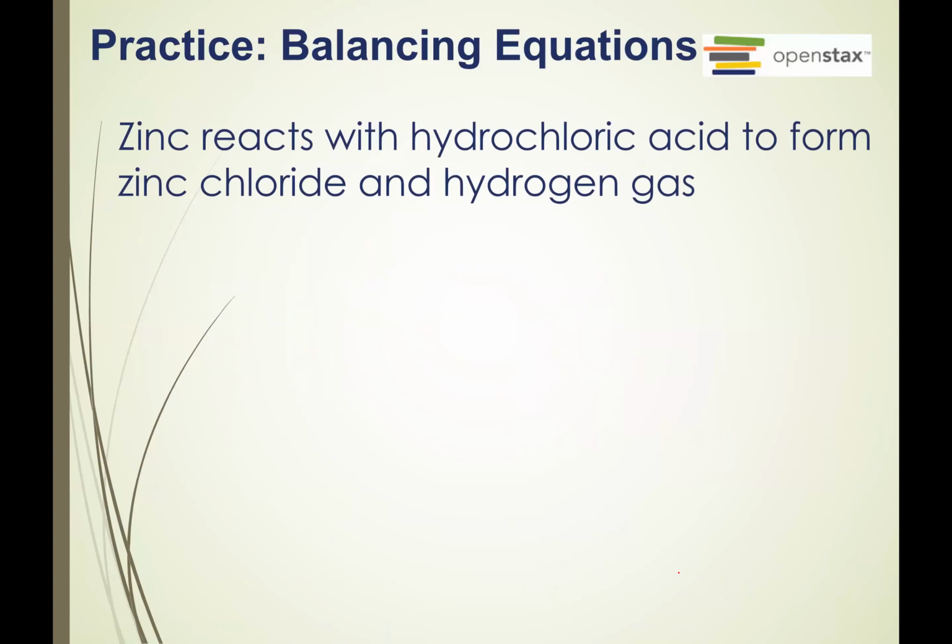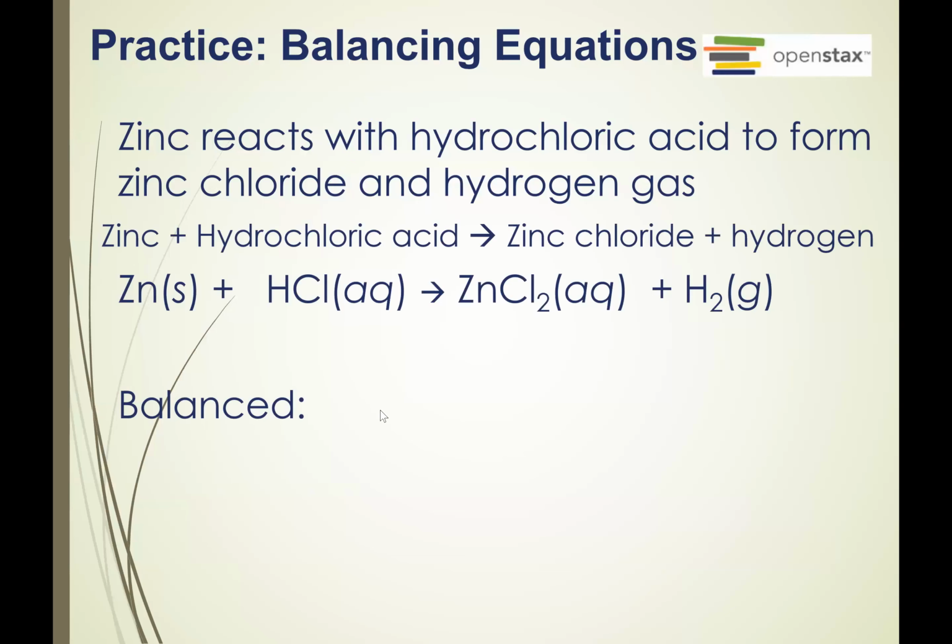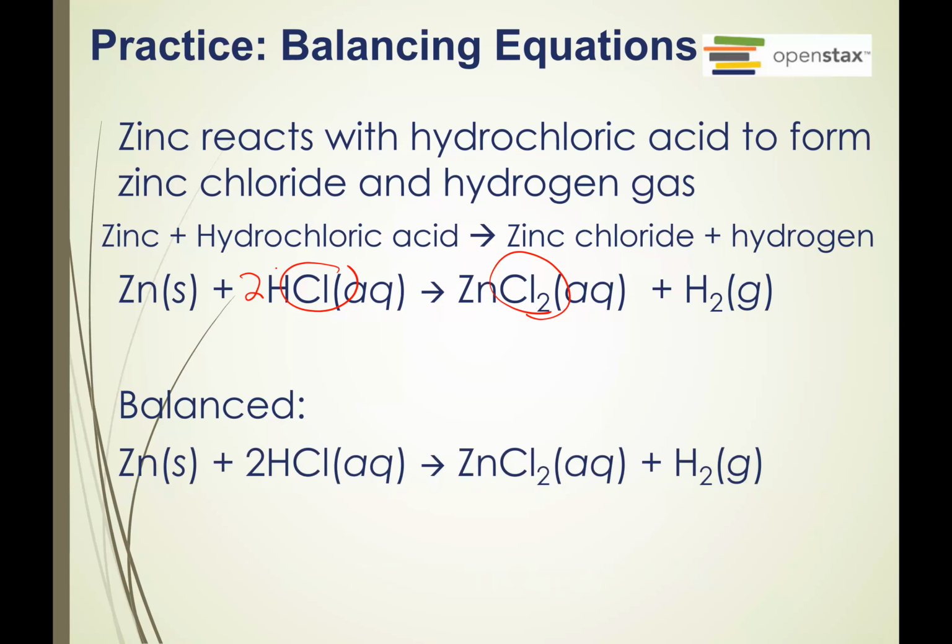Okay, so here's one more that I want you to try. Zinc reacts with hydrochloric acid to form zinc chloride and hydrogen gas. Try this one and then we'll go over it in just a second. So when we balance this, what do we need to do with that Cl? There are 2 Cl's here and 1 Cl here. So if we put a 2 right here, we should be good.